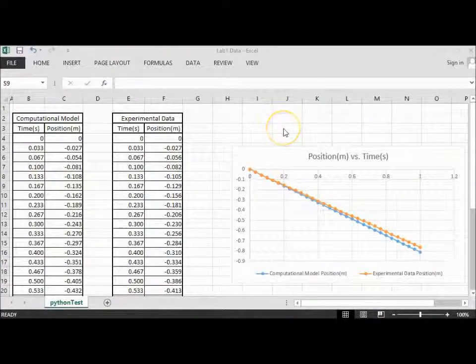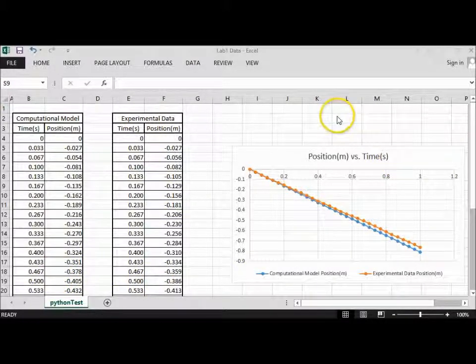By creating a spreadsheet and plotting both the computational model data and the experimental data onto one position versus time graph, we are able to see that the experimental data does not exactly line up with the model. This is due to the nature of the motion of the experiment.